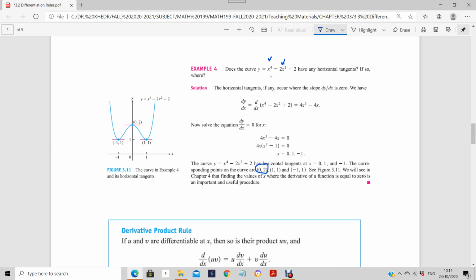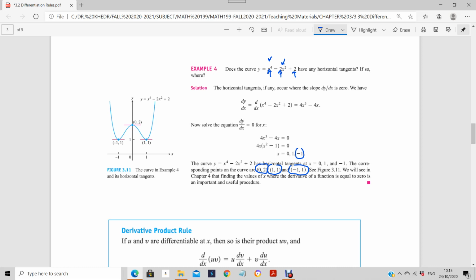So again, if you substitute x equals 1 in this function, you will get a value of y equals 1. So this is the second point with the coordinates of 1 and 1. And if you substitute x by minus 1, you will get a value of y equals 1 also. So these are three different points where the function has horizontal tangent lines.